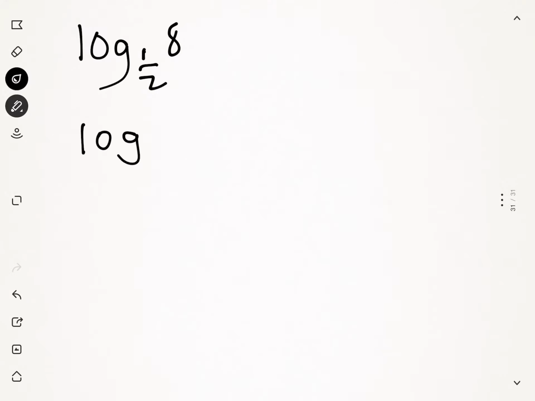Log base 1/2 of 8 equals y. So how are we going to write this? We're going to write (1/2) to the y equals 8.